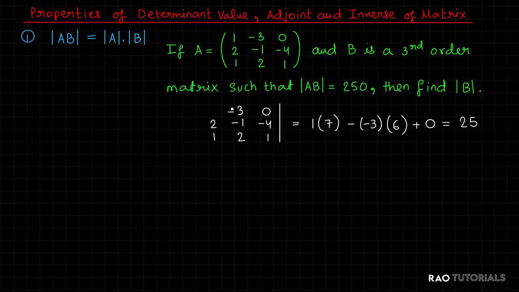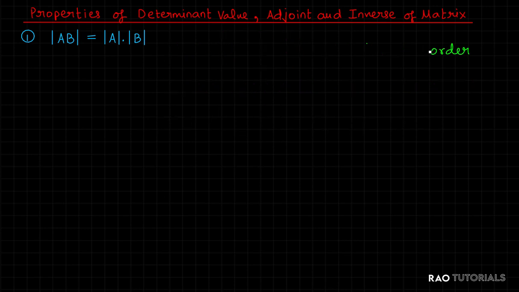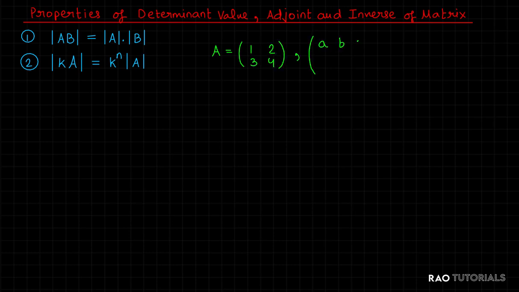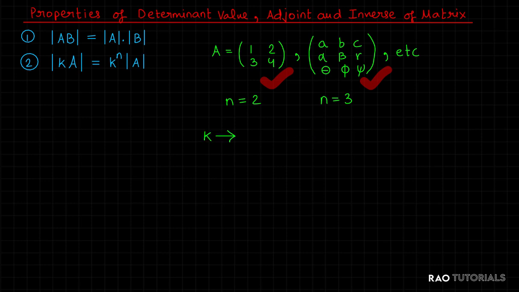The second property is determinant of KA equals K to power n determinant of A, where A is any square matrix like of second order or third order, etc. n is the order of matrix A. For this matrix, n equals 2. For this matrix, n equals 3, and so on. K is a scalar. It may be real, it may be complex.